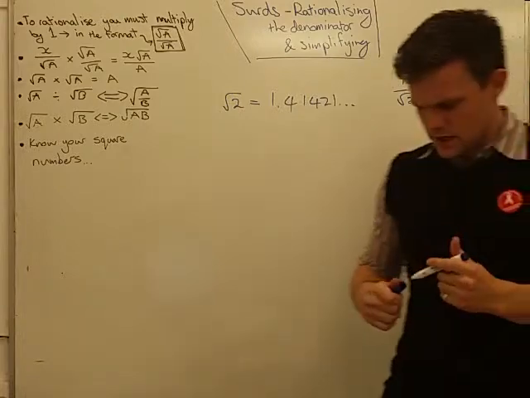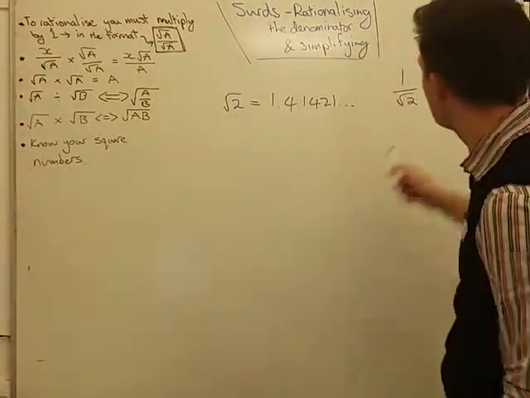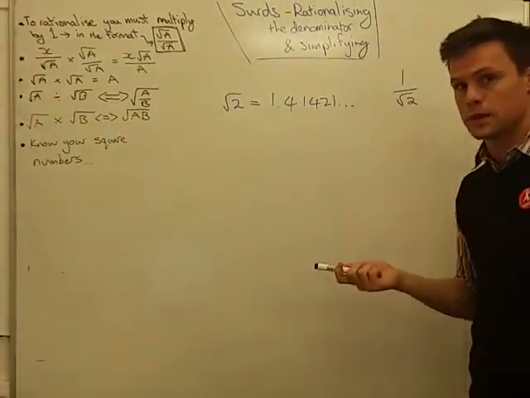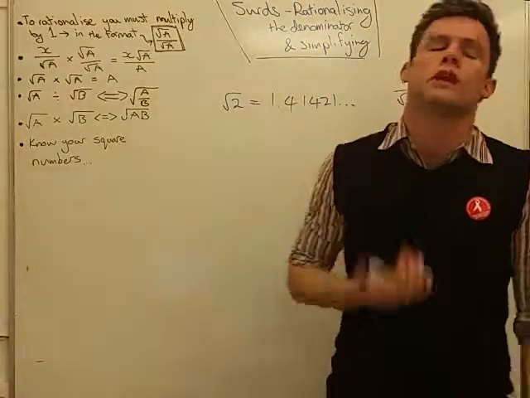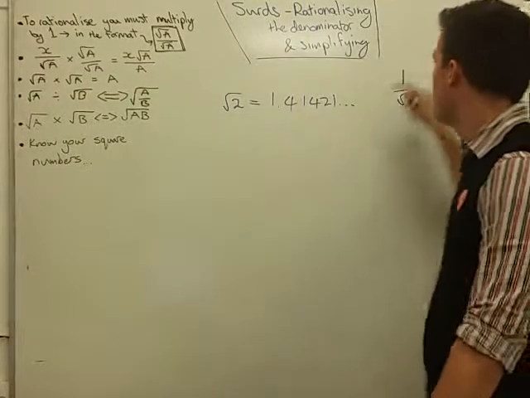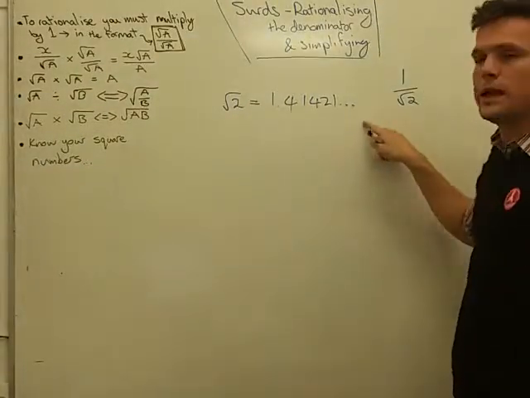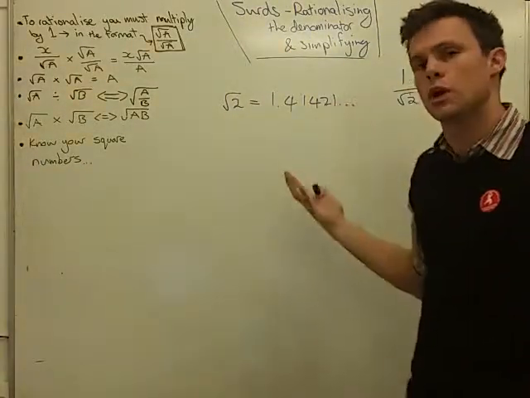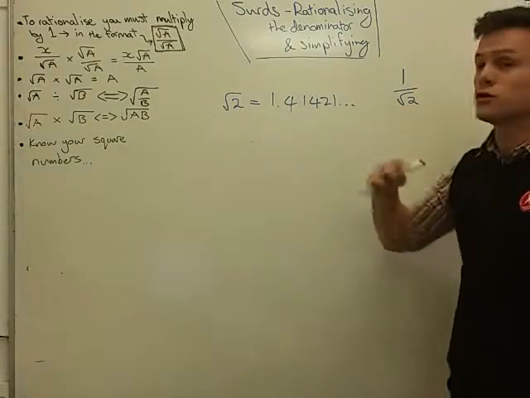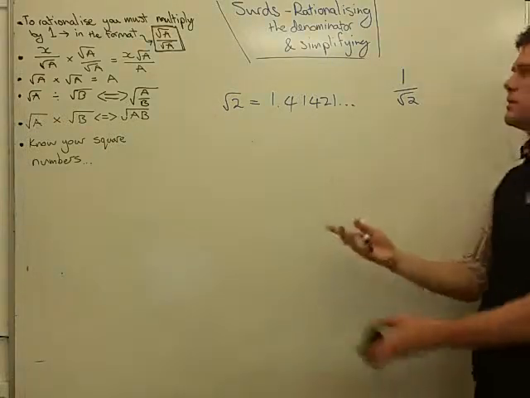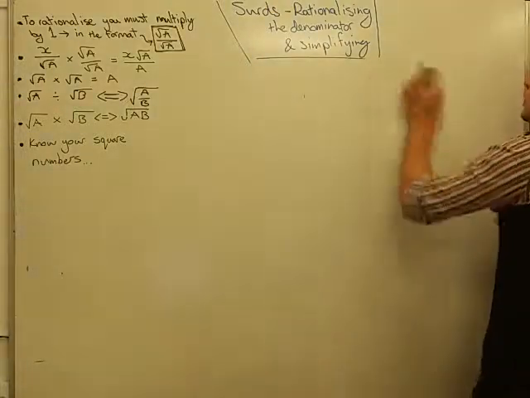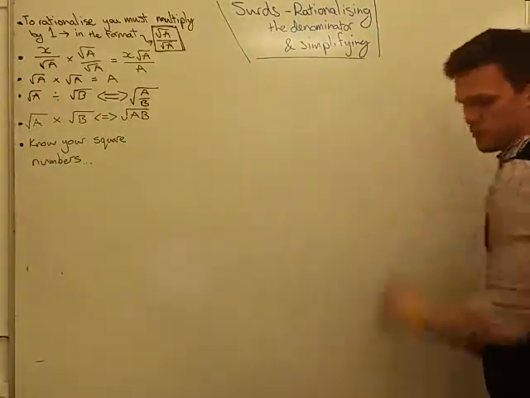So the convention in mathematics is to not have surds in our denominator, because a surd is an irrational number. We don't want irrational numbers in our denominator. We don't want to have to be 1 divided by a really long decimal number. It doesn't work nicely. So what we're going to do is rationalise. We're going to turn this denominator into a rational number. And the way we do that is actually very, very simple.